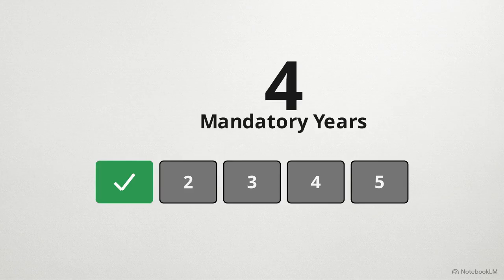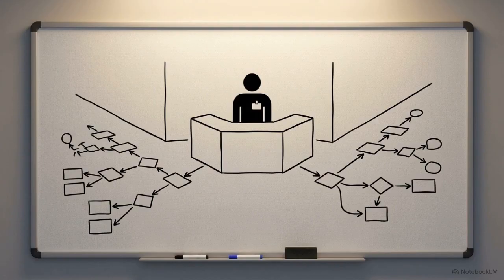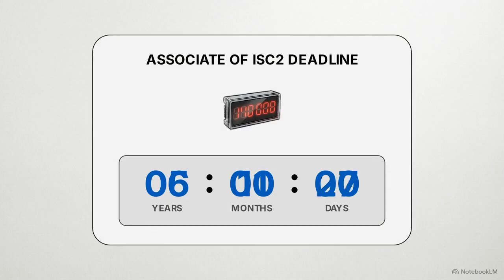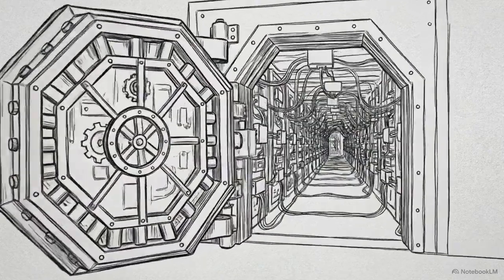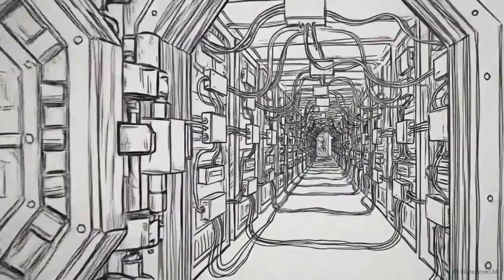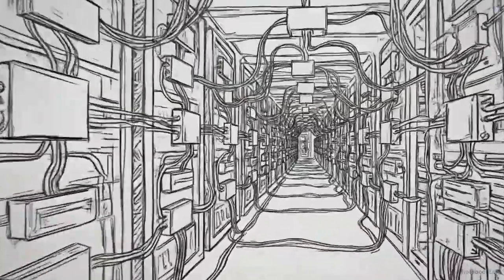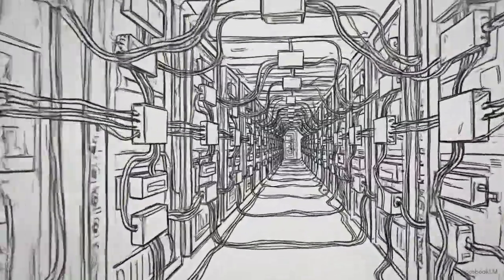If you pass the exam early in your career without the necessary experience, you are placed into the Associate of ISC2 pipeline. Associates are granted a rigid 6-year countdown timer to accumulate, verify, and submit their required work hours. Once you finally earn the credential, you enter the permanent operational reality of the certification. It must be actively maintained.